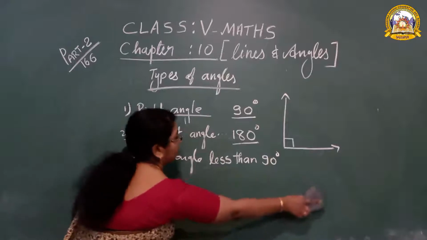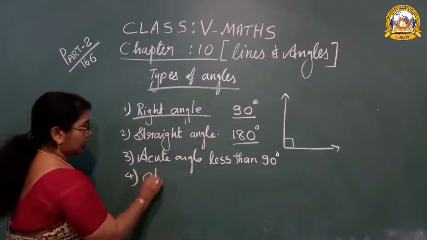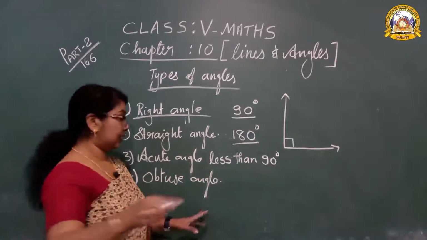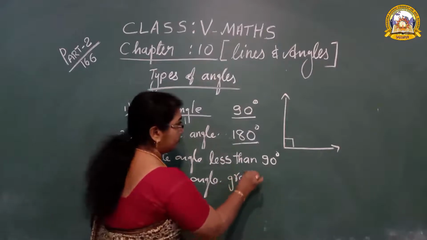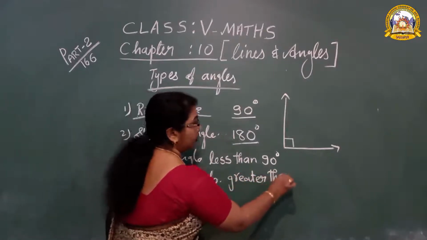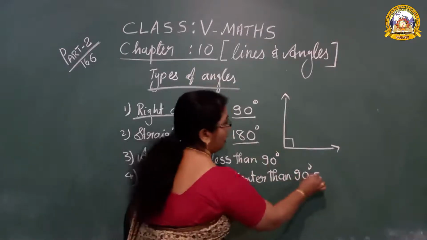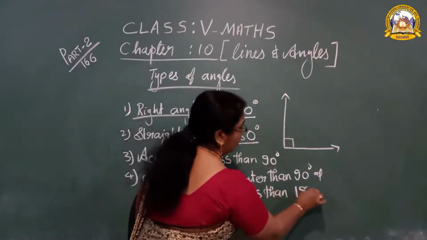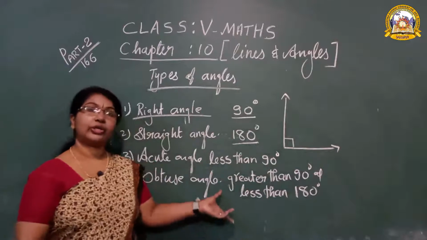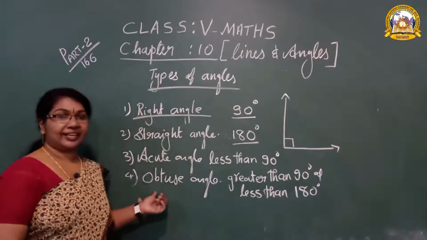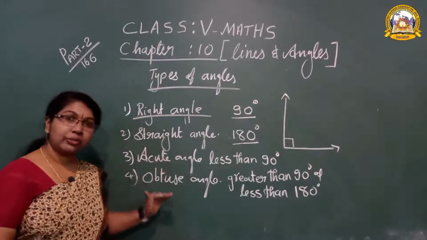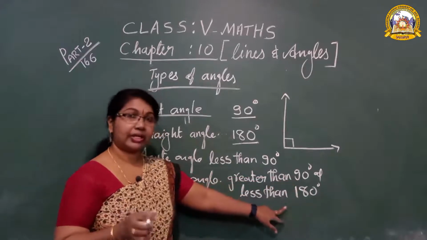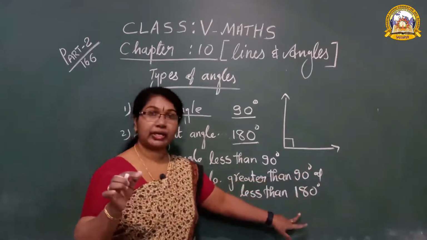Next, fourth one is obtuse angle. Obtuse angle. An angle measure is greater than 90 degree and less than 180 degree. Such angles are called, how to read it? Obtuse angle. Once more, what do you mean by obtuse angle? More than 90, less than 180. That means between 90 and 180 number.